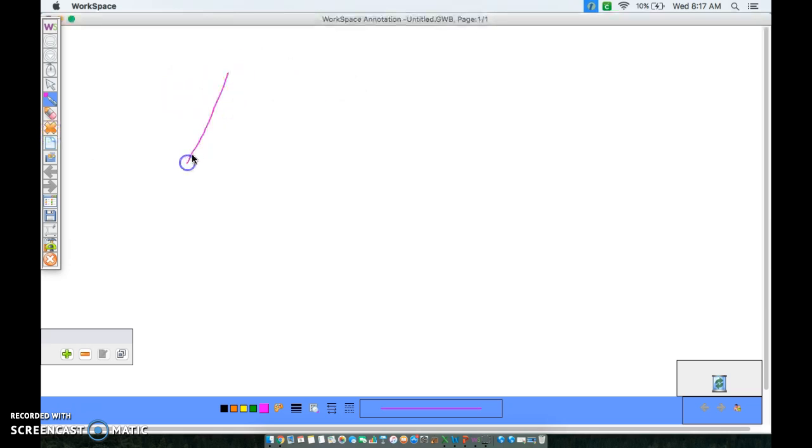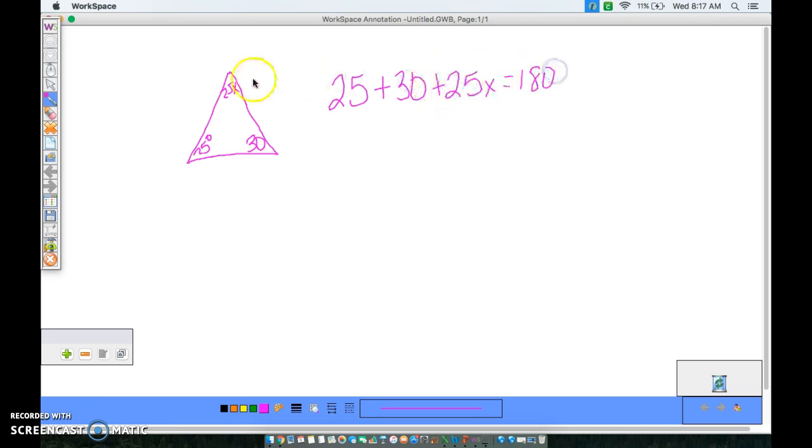Okay, but let's say instead of a triangle that gives us two of the three angles, what if we have an expression in there? So what if we have, let's say, 25 degrees, and let's say that this one is 25x. And then our third angle, let's just say this one's 30. So 25 plus 30 plus 25x has to equal 180. Again, you're combining your like terms, which are your constants here. So it's going to be 55 plus 25x equals 180.